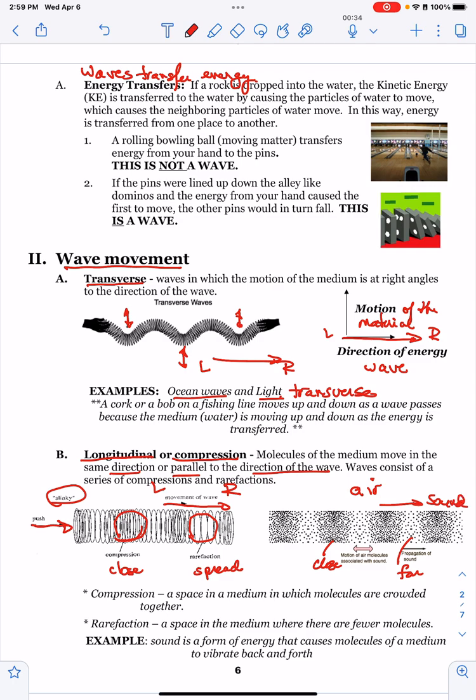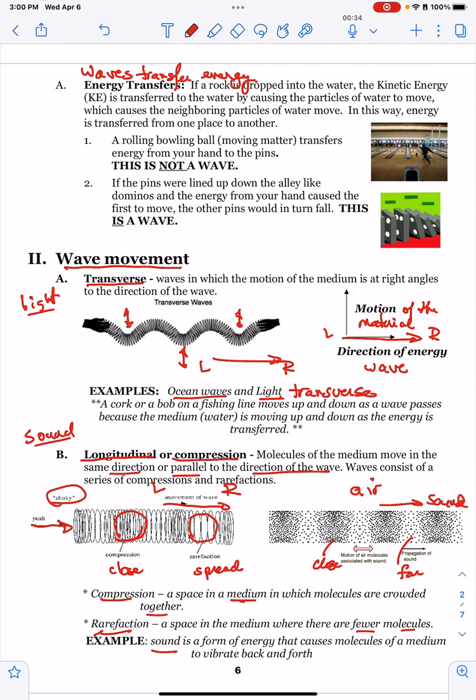Compression is the space in the medium in which the molecules are crowded together, and rarefaction is the area where there are fewer molecules. The best example of this is sound. Sound causes the molecules of the medium to vibrate back and forth and to compress and rarefy, close and spread, close and spread. So the best example for a longitudinal compression wave is sound. The best example for a transverse wave is light.